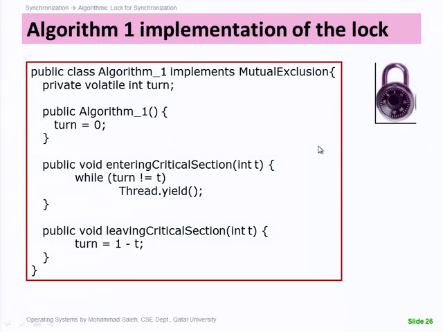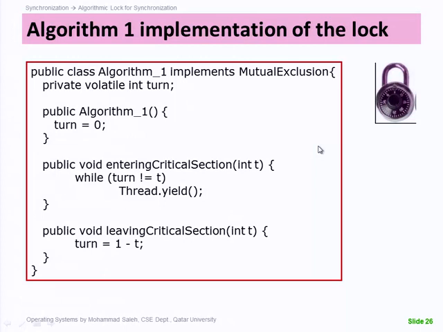So entering critical section, the logic of it, how does it work? It says that for a worker to be granted entering its critical section, that worker has to check the value of turn and compare it with its ID. If they are equal, then you are granted to enter the critical section.